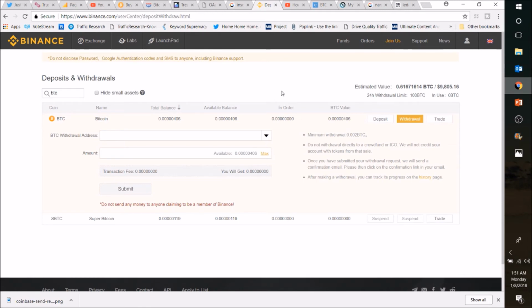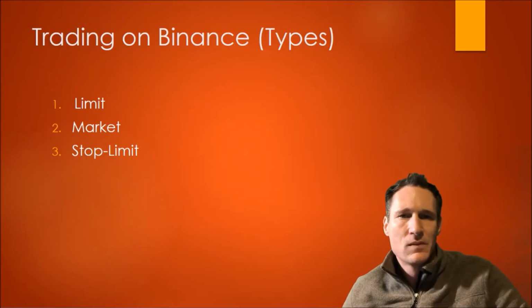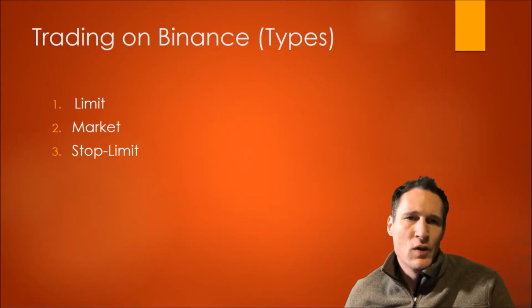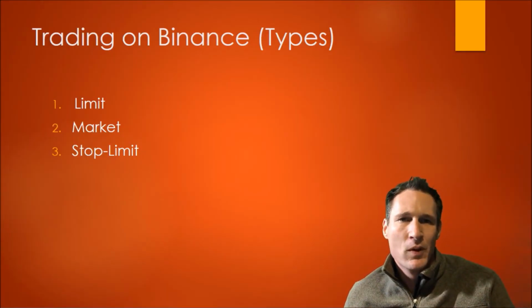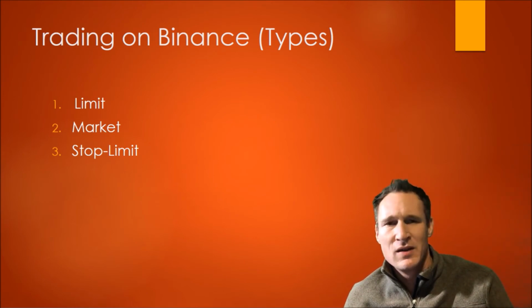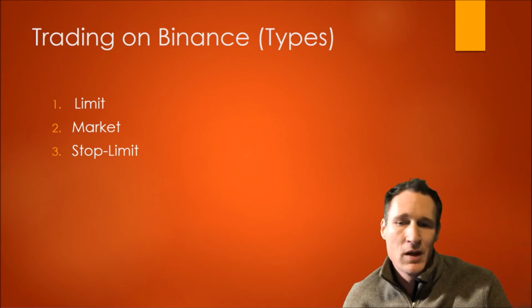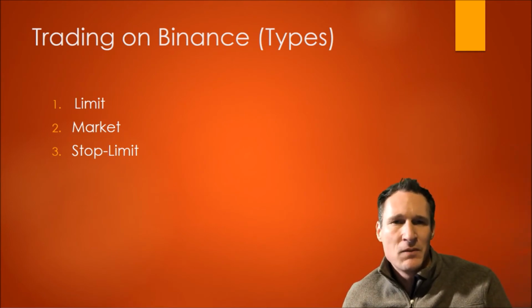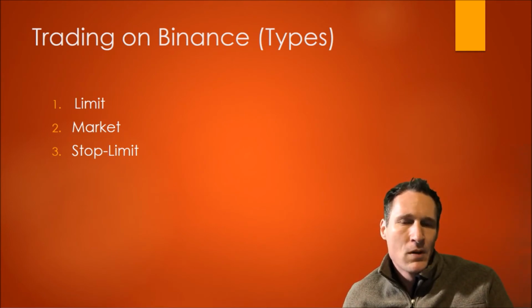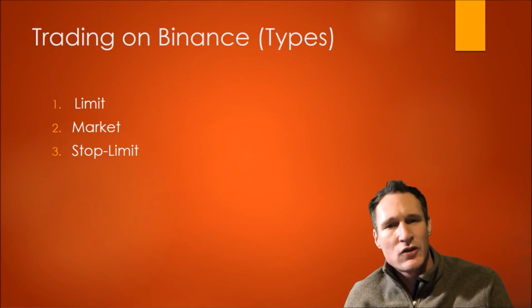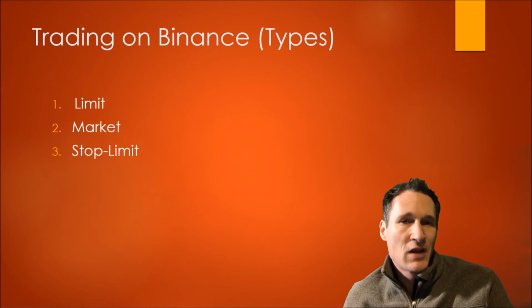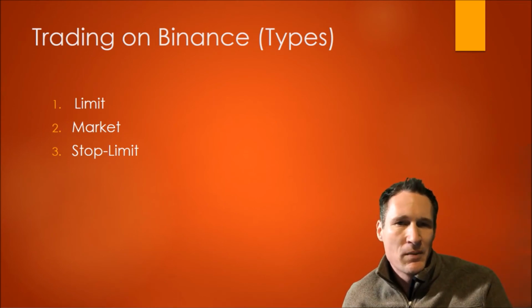So now that you've deposited coins into Binance, you're probably wondering, how do I trade? You know, I'm a beginner, I don't understand everything on there. Well, I'm going to take you through these steps because it can be confusing if you've never done it before. But first of all, there's 3 types of trades on Binance. You've got limit trades, you've got market trades, and you have stop limits.